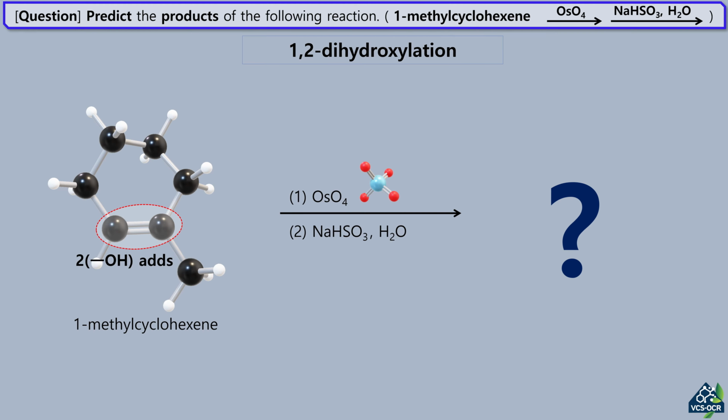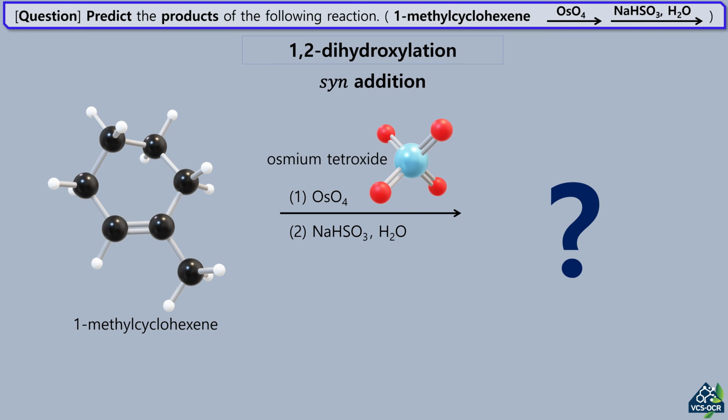Unlike the anti-addition seen with halogenation, osmium tetroxide delivers strict syn stereoselectivity through formation of a cyclic osmate ester. Our goal is to walk through the key steps that give the concerted syn addition of the two OH groups. For illustration, we will use 1-methylcyclohexene as the substrate and predict the product and its stereochemistry.